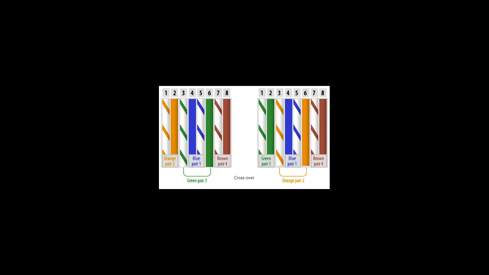Moving along, we now look at the pinout configuration for a crossover cable. With a crossover cable's pinout configuration, pins 1 and 2 and pins 3 and 6 are crossed over. From one end of the cable to the other, pins 1 and 2 become 3 and 6, and pins 3 and 6 become 1 and 2.